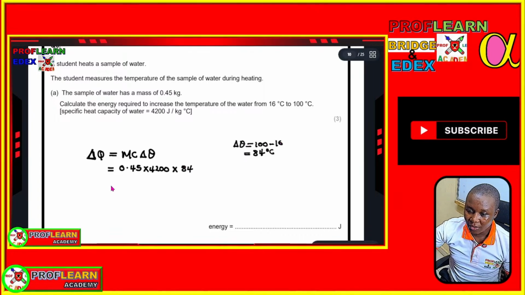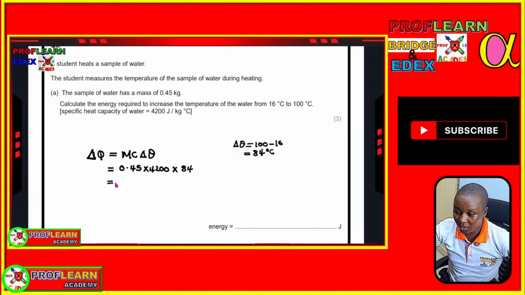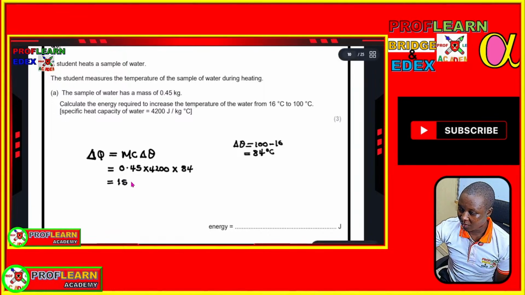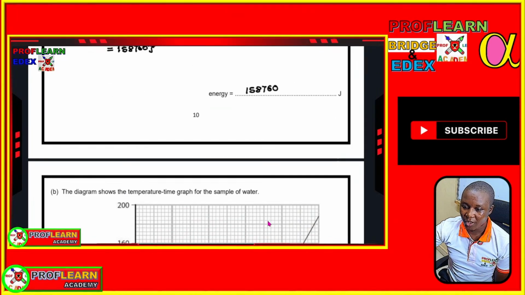So the data we are going to work out here is the difference between the temperatures. It was initially 16 to 100. The temperature change here is 84 degrees Celsius. And if you work it out, you are going to get your answer equivalent to what? 15,870 joules, and we shall transfer our answer here to make the examiner happy.